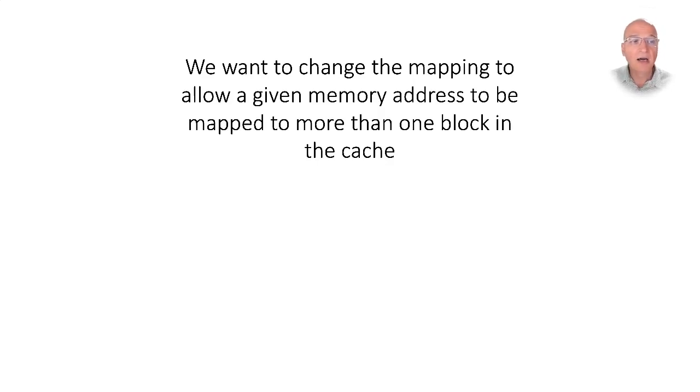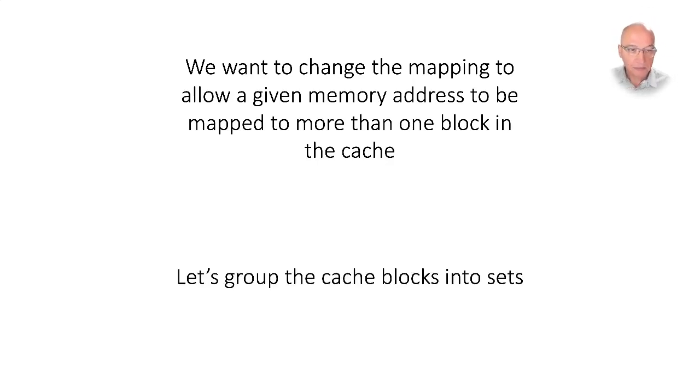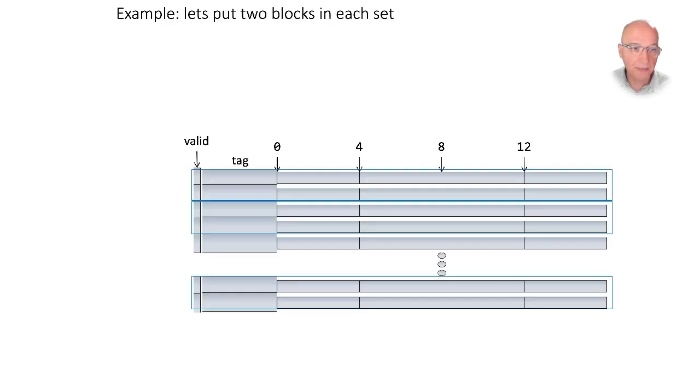So in general, I would like to change the mapping to allow a given memory address to be mapped to more than one block in the cache. The way I'm going to do that is by grouping the cache blocks into sets. What I have done now is grouped two blocks in each set. So I have these blue boxes here that indicate that I have two blocks in each set.